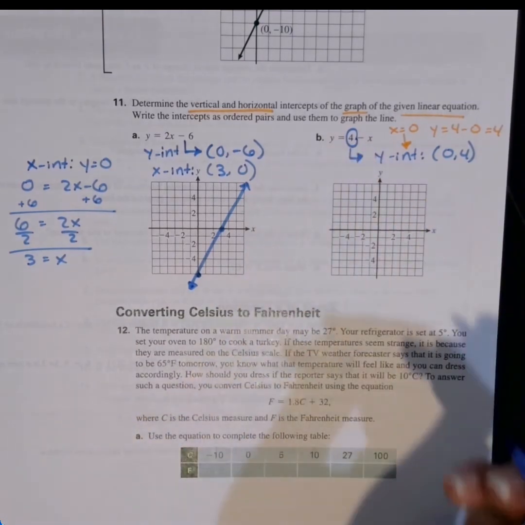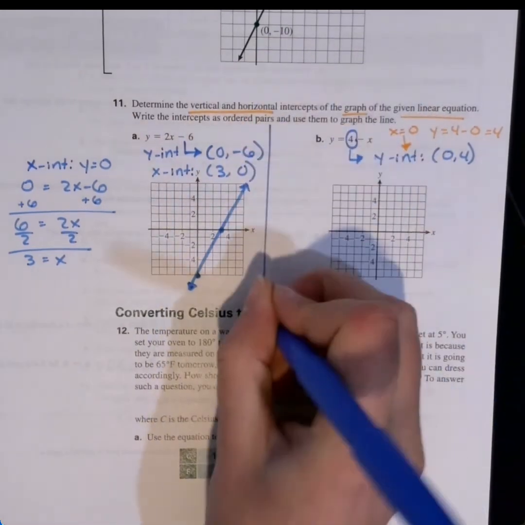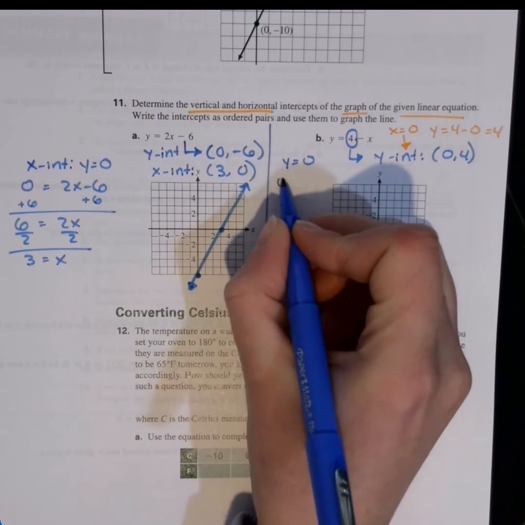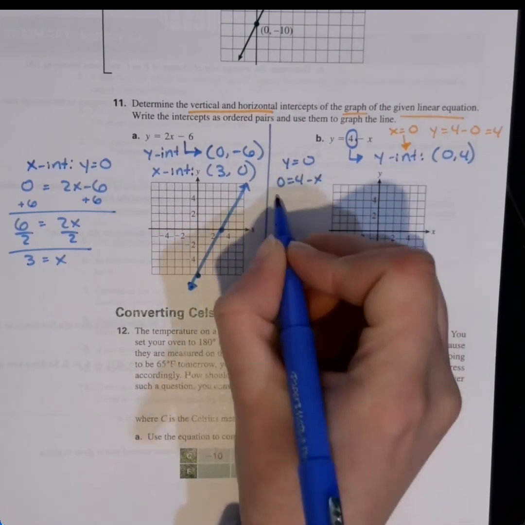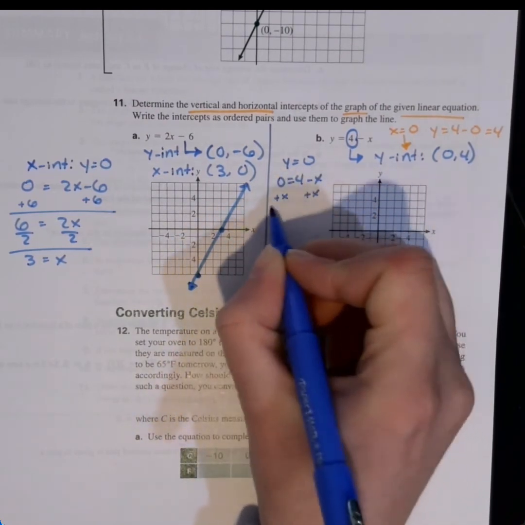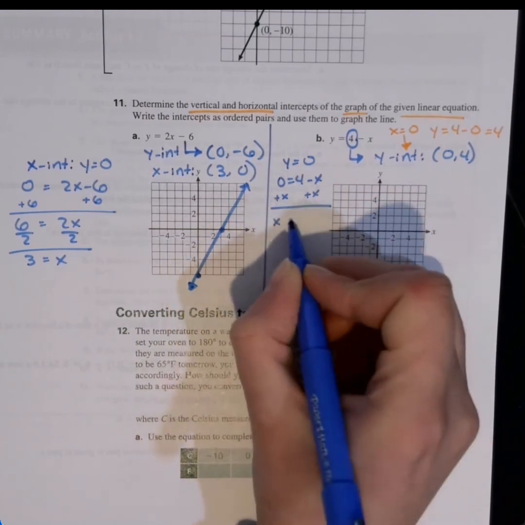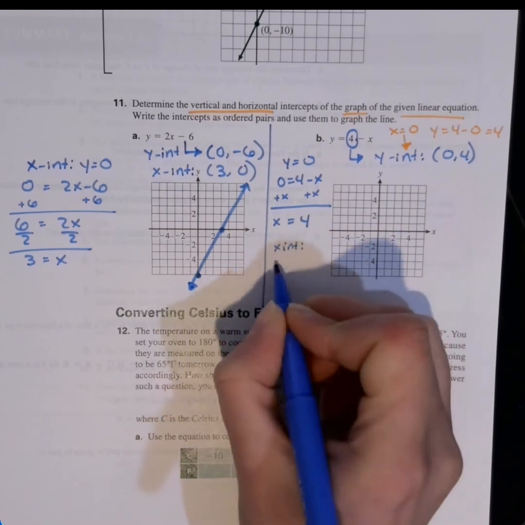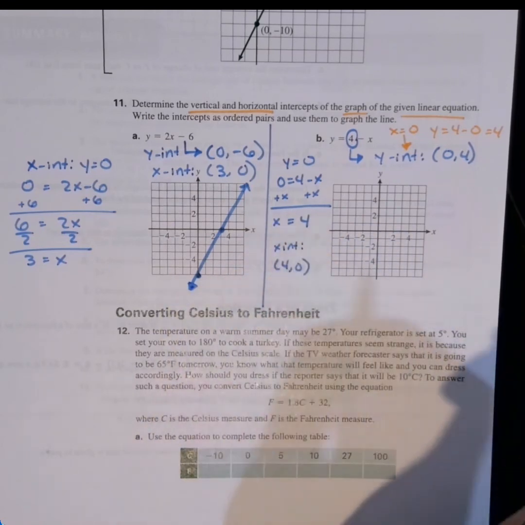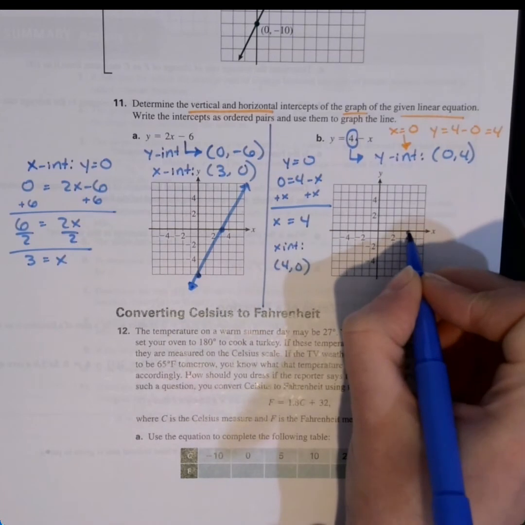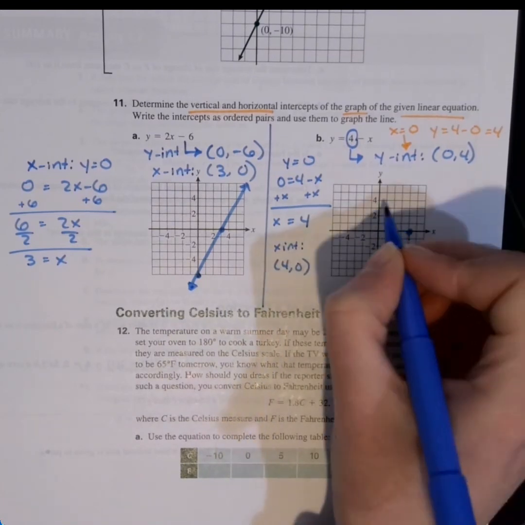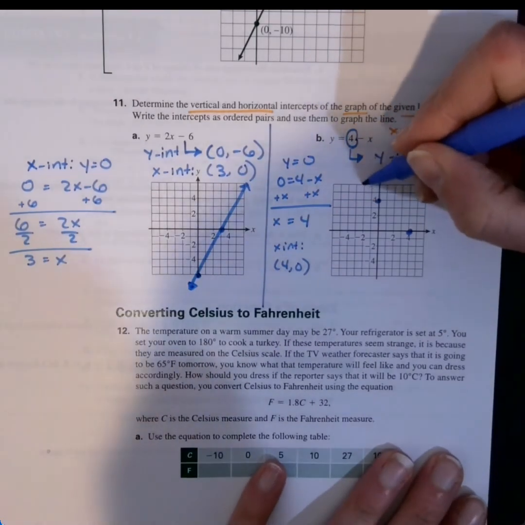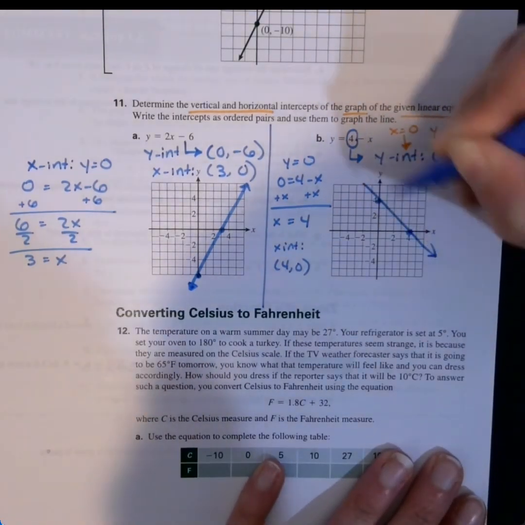The x-intercept, not so fast to calculate. So if I calculate the x-intercept and plug in y equals 0, I have 0 equals 4 minus x. I'm going to add x to both sides just because it's already negative. Might as well make it positive on the other side. And I get x equals 4. So our x-intercept is (4, 0). Now we can graph this at (4, 0) and (0, 4), and we'll be able to connect our points.